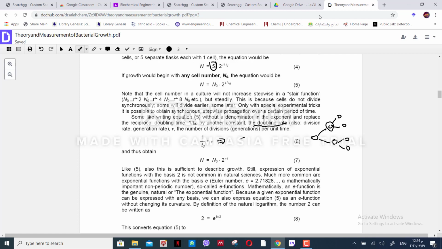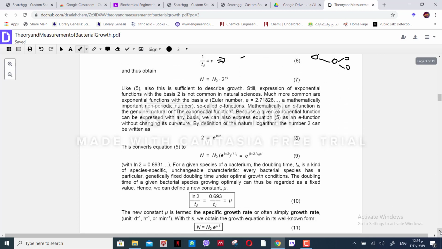By definition of the natural logarithm, the number 2 can be written as 2 equals e to the ln 2. We know that e with ln cancel, so 2 equals 2. This converts equation 5 to N equals N naught times e to the ln 2, all of this to the power t over td.